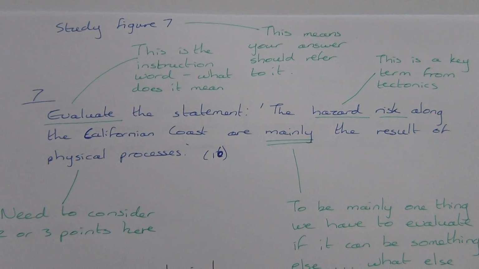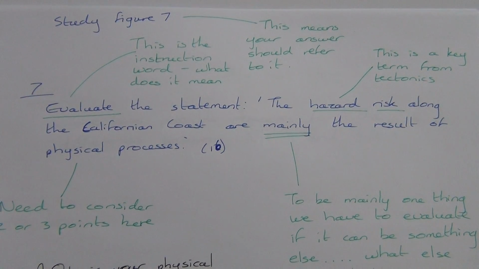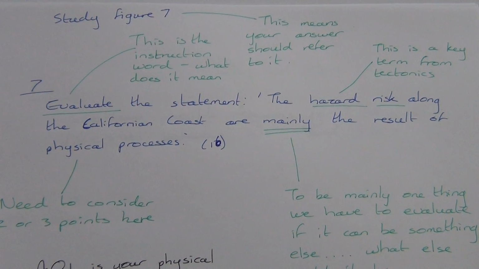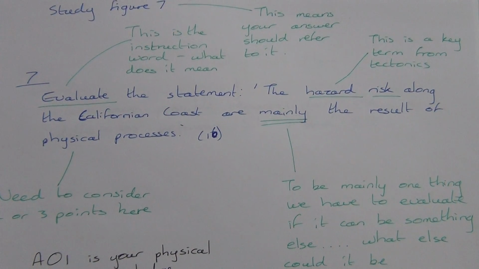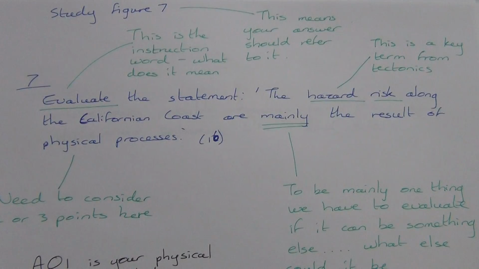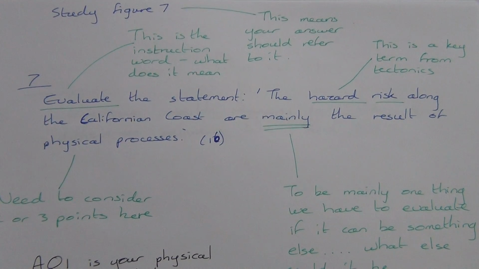Now there's an awful lot in this question, but this question is worth a lot of marks. 16 marks in the exam, together with reading the information, because of course the question starts with study figure 7, you are going to have some 20 minutes to do this question in the exam. 4 or so minutes for studying the figure and planning your answer, and 16 minutes then for writing the answer.